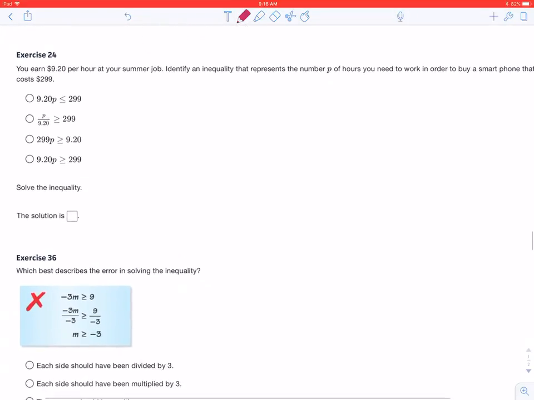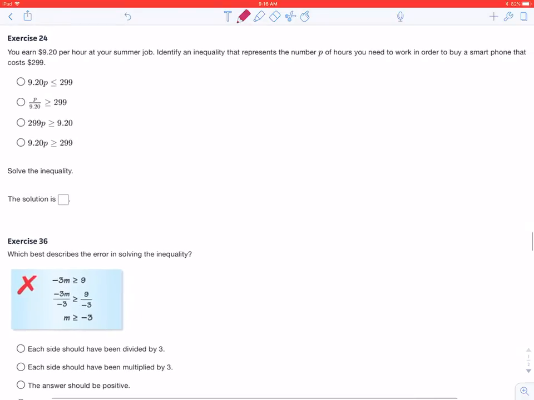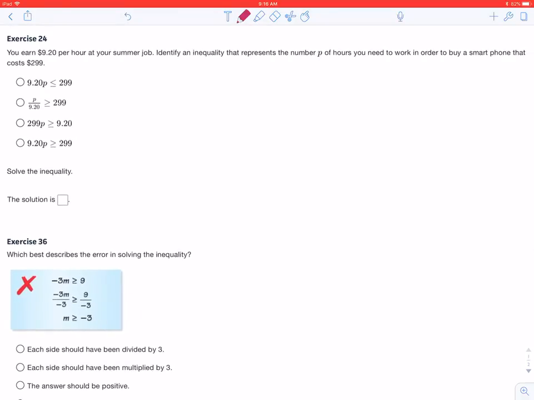Those ones I think we could use a little bit more discussion on, considering that 24 is a bit of a word problem. So 24 reads that you earn $9.20 per hour at your summer job. So let's make sure we're highlighting and underlining any information we might need, or we could also write it down somewhere. Let's put $9.20 per hour, since on your benchmark test you won't be able to just highlight the computer screen. We'll go ahead and write it down.